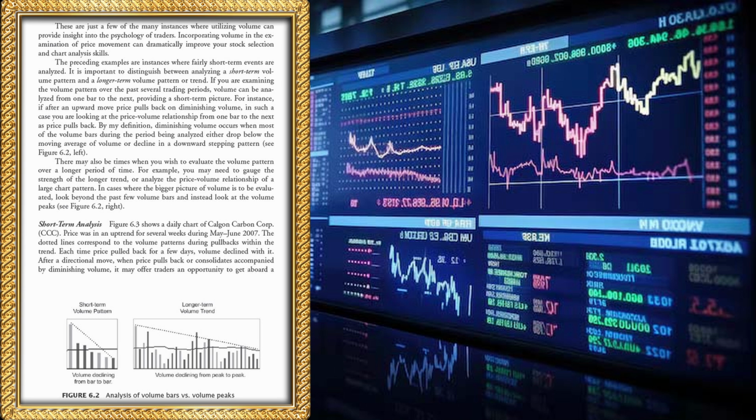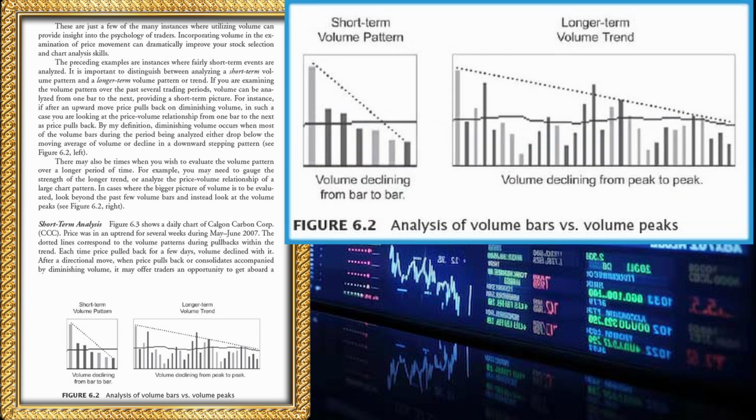By my definition, diminishing volume occurs when most of the volume bars during the period being analyzed either drop below the moving average of volume or decline in a downward stepping pattern. See Figure 6.2 left. There may also be times when you wish to evaluate the volume pattern over a longer period of time. For example, you may need to gauge the strength of the longer trend or analyze the price-volume relationship of a large chart pattern. In cases where the bigger picture of volume is to be evaluated, look beyond the past few volume bars and instead look at the volume peaks.